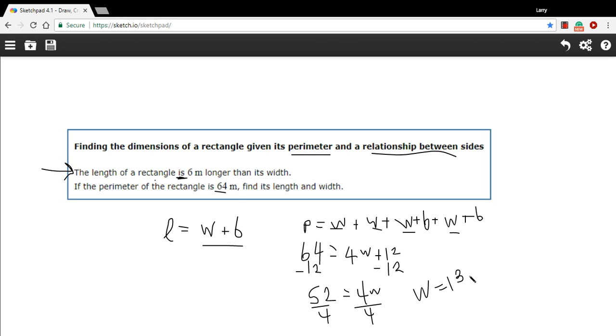And let's see, this was meters. Remember, we said the length is W plus 6. So I'm just going to take 13 plus 6. So our length is 19 meters. So that is a little bit of work with finding the dimensions of a rectangle when they give you a perimeter and just a relationship between the sides.